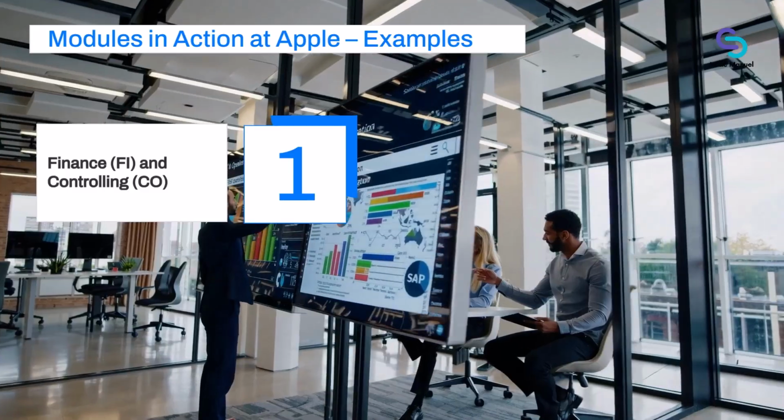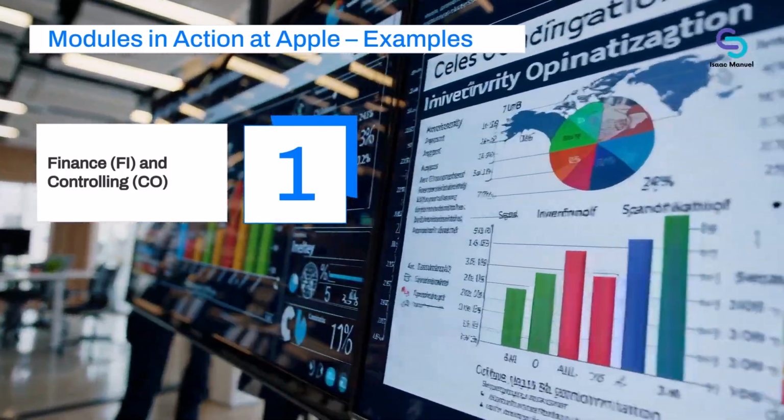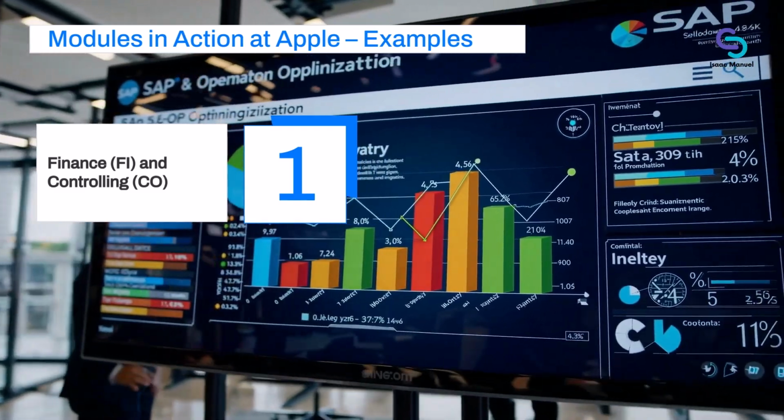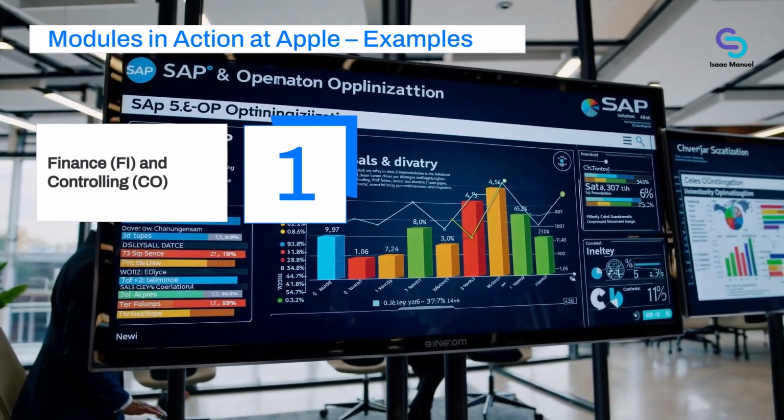Imagine Apple launching the new iPhone. The finance module will record every sale of the iPhone in the revenue accounts, handle the invoices to distributors, and track expenses like marketing costs for the launch. When Apple buys components like OLED displays for iPhones, accounts payable in FI ensures the supplier, say Samsung Display, gets paid on time and that expense is recorded. At quarter end, Apple's finance team uses SAP to consolidate the numbers from all countries and produce financial statements.